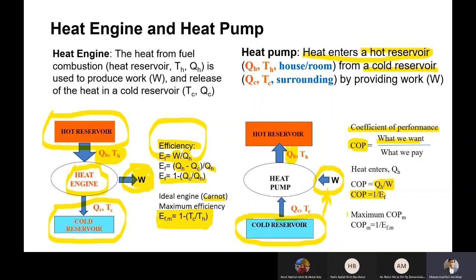So the maximum performance of a heat pump can be represented by 1 over efficiency maximum. Efficiency maximum you get from the Carnot engine. If you don't get all of this idea, you watch the video again. I try to be as slow as possible. So we have 2 engines done. Next, we will have another 2 engines.